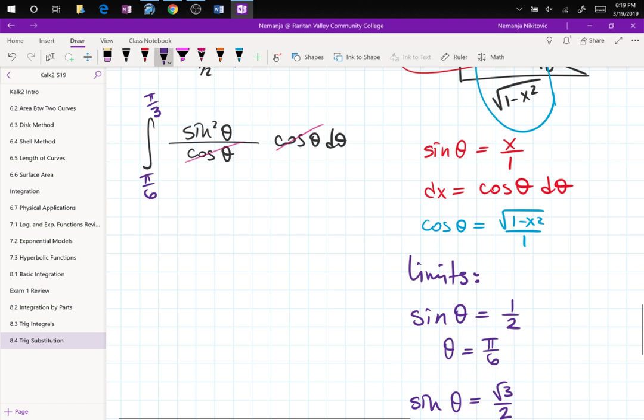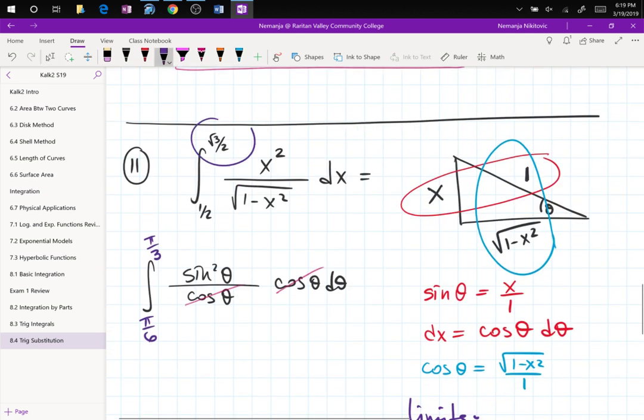Wait, was it √3 over 2 or just 3 over 2? How did you get √3 over 2? √3 over 2 is given to us as the upper limit. So we are transforming that, right?